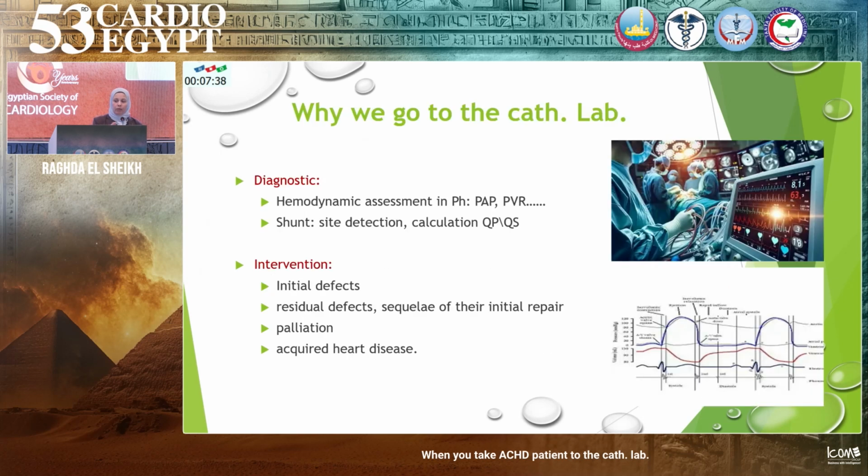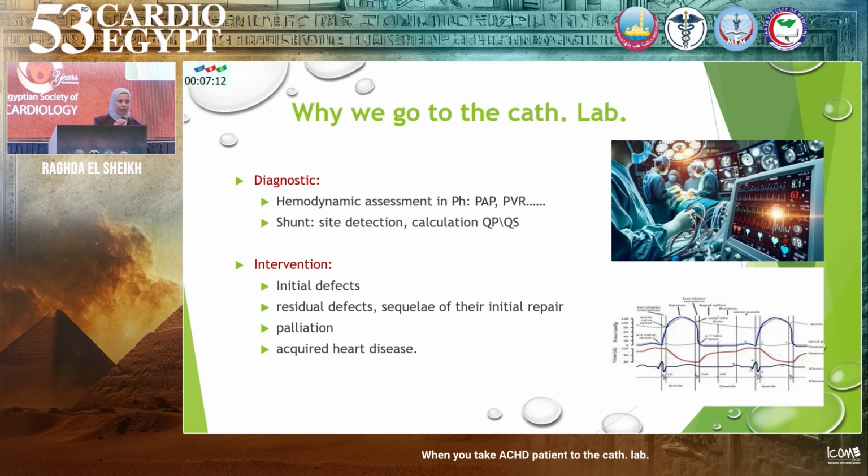So when we take our congenital adult case to the cath lab, it is either for diagnostic purposes, for estimation of the pulmonary artery pressure and pulmonary vascular resistance, as Dr. Ragab just said, or for determination of the shunt amount and degree by calculation of the QP and QS and the intracardiac pressure in the different cardiac chambers, or for intervention.